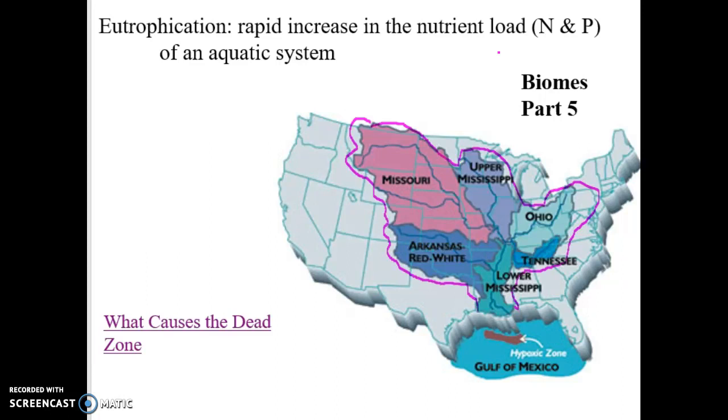All those states contribute. And if you think about what a lot of those states do, we produce a lot of agriculture in those states. And in agriculture, we use a large amount of nitrogen as a fertilizer. A lot of that runs off. We use phosphates in other industries. That runs off into these rivers and streams and lakes that eventually all tributary into the Gulf of Mexico.